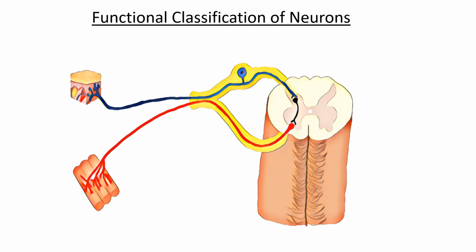Neurons can also be classified on the basis of what they do. Sensory neuron, also known as afferent neuron, functions to transmit sensory information from the peripheral nervous system to the central nervous system. In other words, sensory neuron transmits information about changes that occur in the external or internal environment of the body.